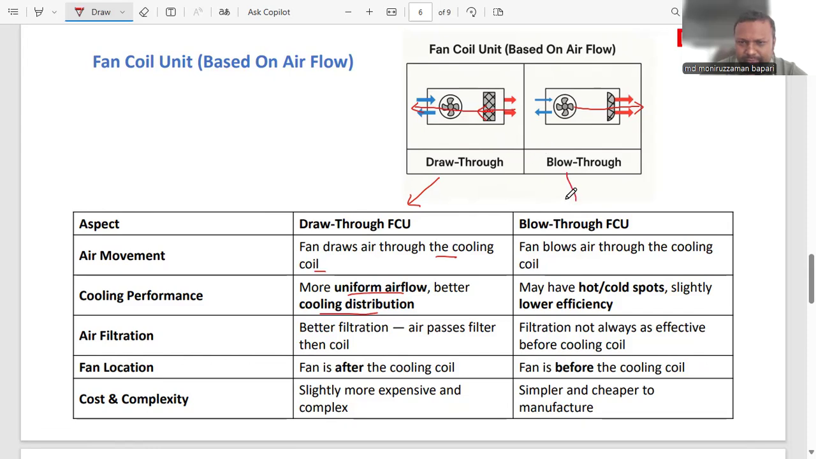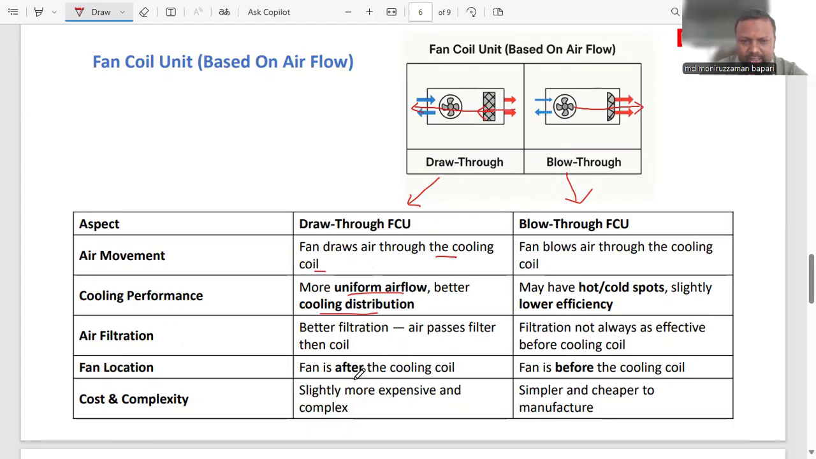Blow through may have hot and cold spots and slightly lower efficiency. Air filtration wise, it is better with draw through, where the air passes through the filter and then the coil. With blow through, filtration is not always as effective as in the draw through fan coil unit.